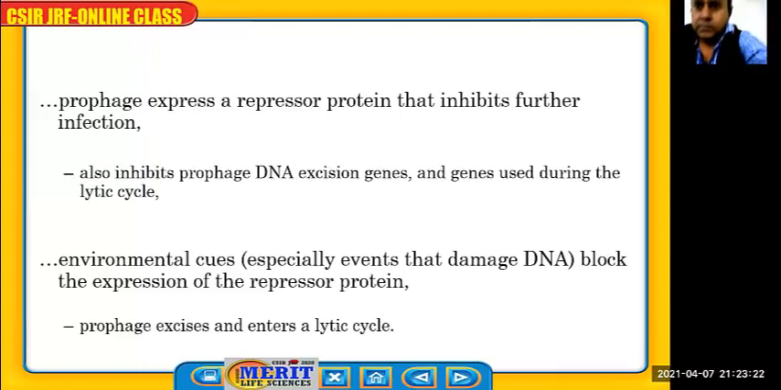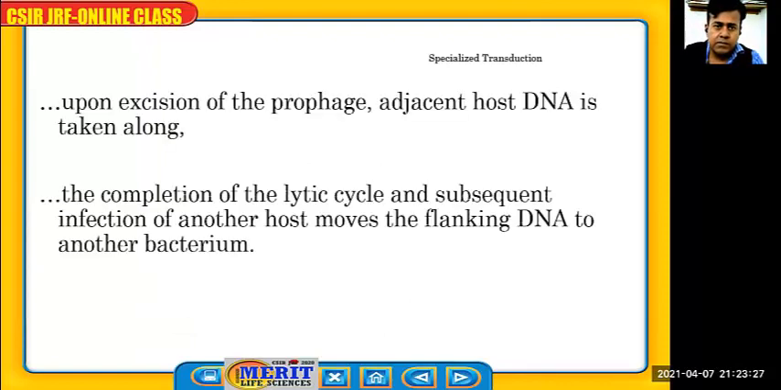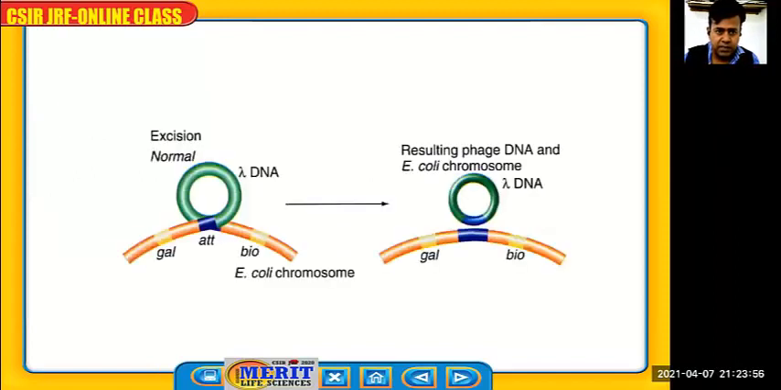Okay. That's why you will see there is a specialized transduction, because in this event everything matters, like the repressor, activation of the repressor, or certain environmental signals. So what happens upon excision of the prophage: the adjacent host DNA is taken along, the lytic cycle is completed, and subsequent infection of another host moves the flanking DNA to another bacterium.